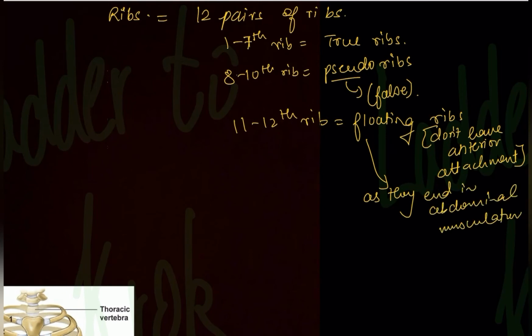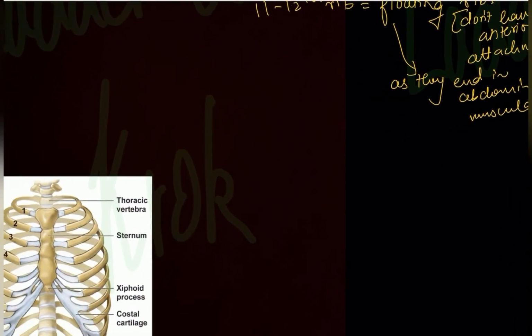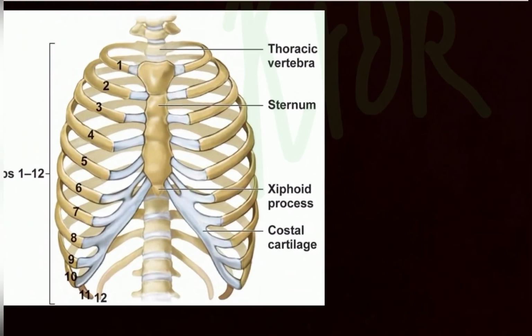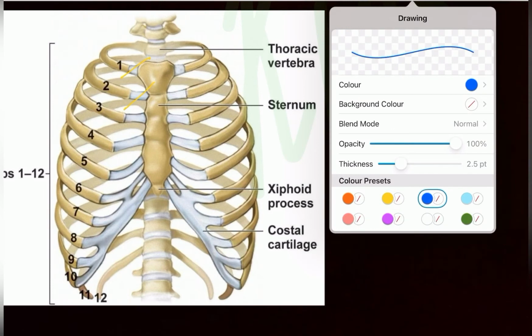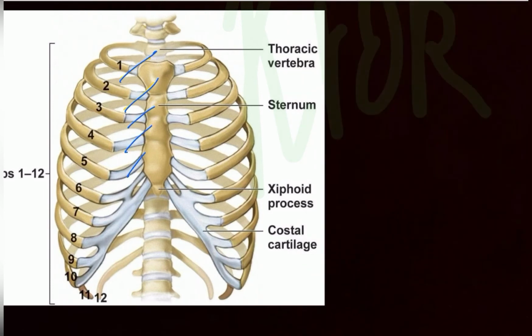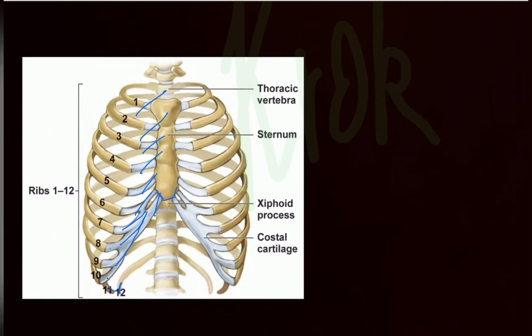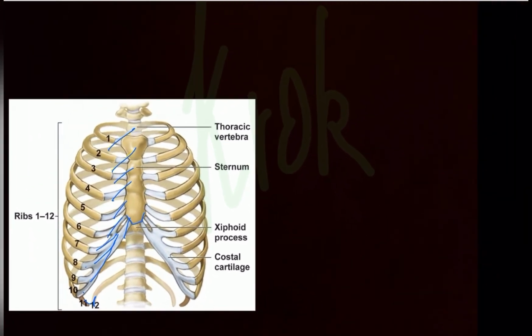Okay. So now see here, you can see first rib, second rib, 1 minute, I'll change color. First rib, second rib, third, fourth, fifth, sixth, seventh. All are attached to the sternum, right? But from 8 to 10th, you can see they are attached where? They are attached to the 7th costal cartilage. Now 11th and 12th, you can see they are not coming forward. They are not coming to the anterior aspects. That's why they will be termed as the floating ribs.